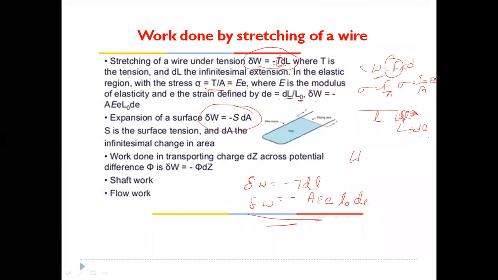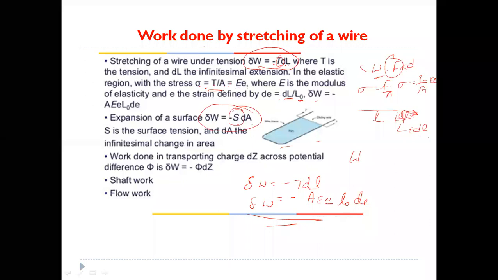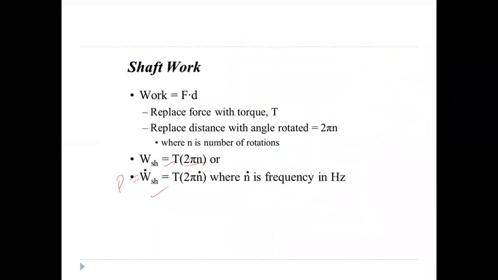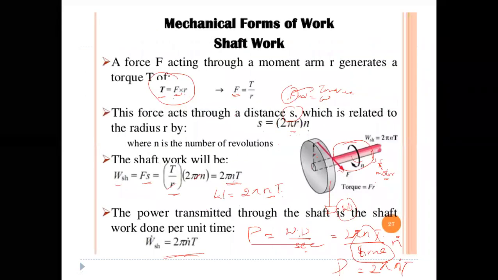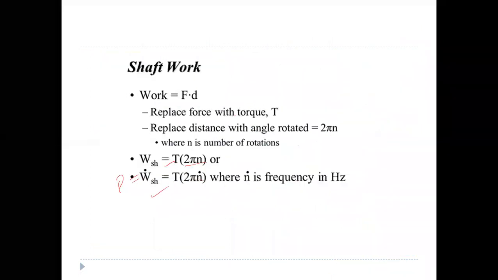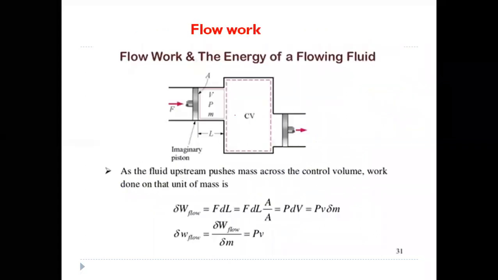For a wire under tension, the surface can also be expanded when the wire is stretched. The expansion of the surface is given by delta W is equal to minus S into dA, where S is the surface tension and dA is the area. So here we have seen two types of work transfer. One form of work is shaft work, and another form is stretching of a wire. And the third type is flow work.